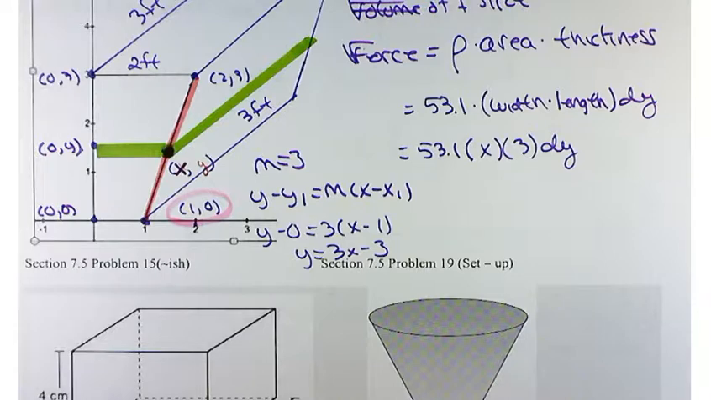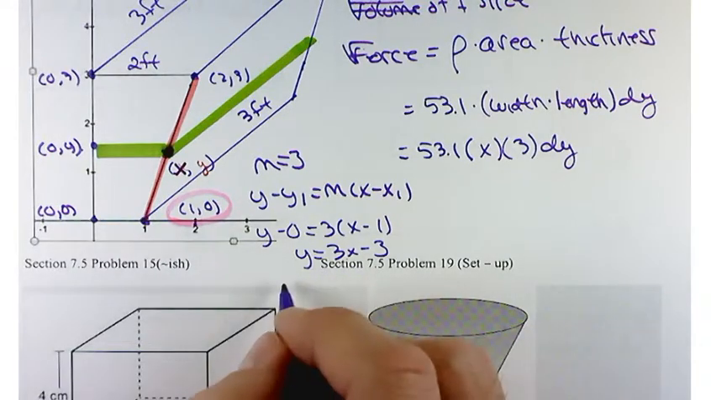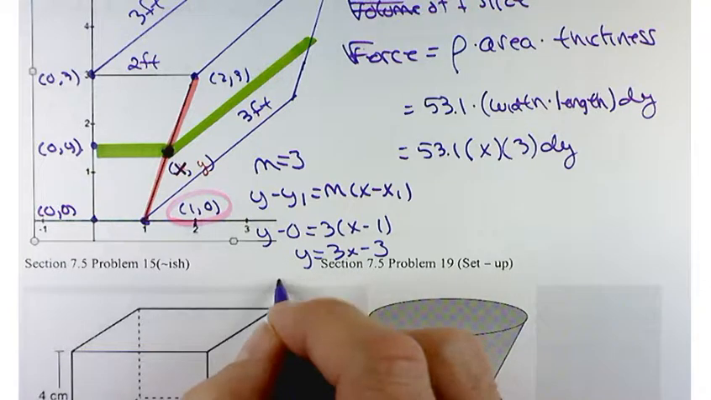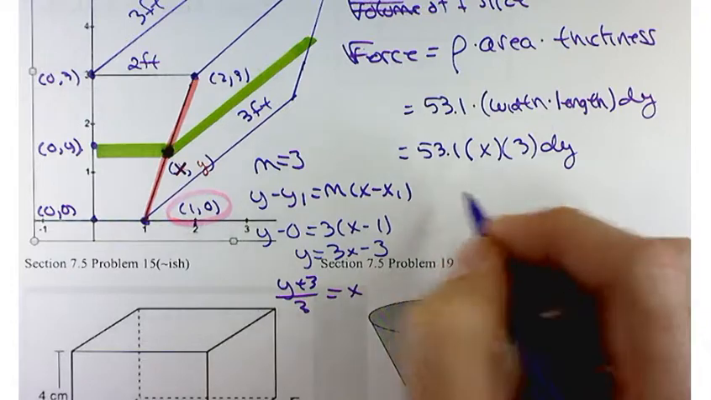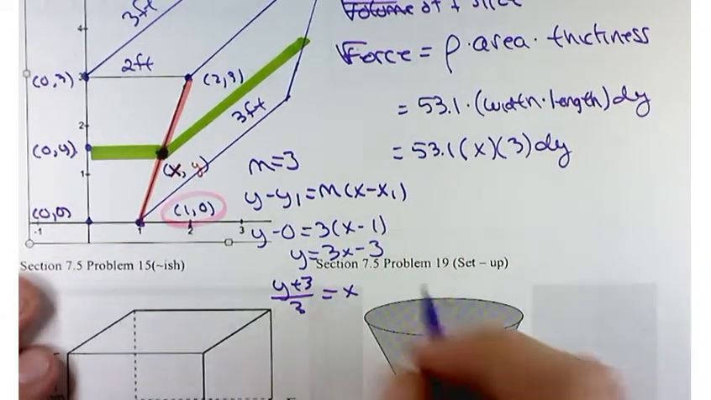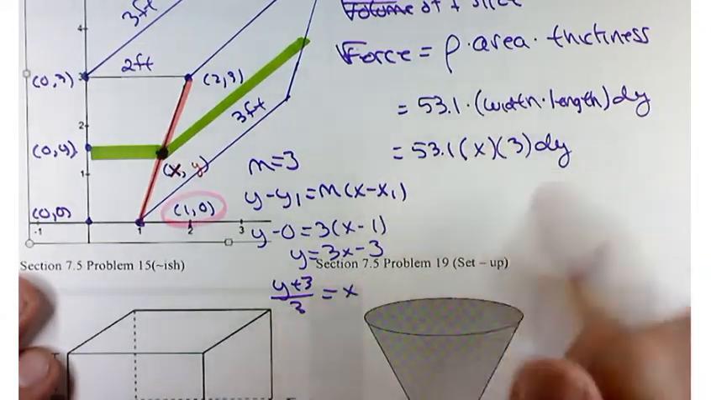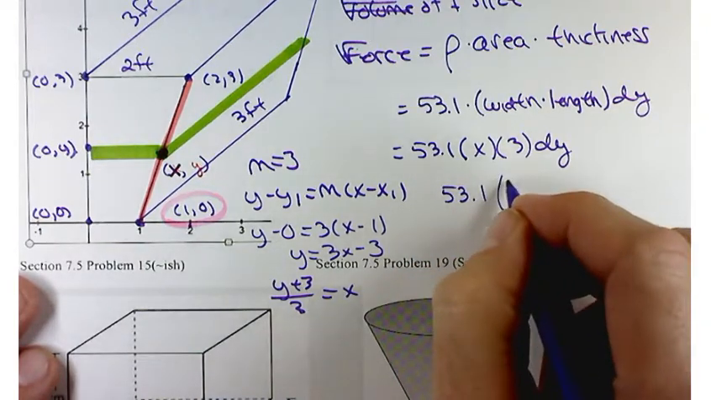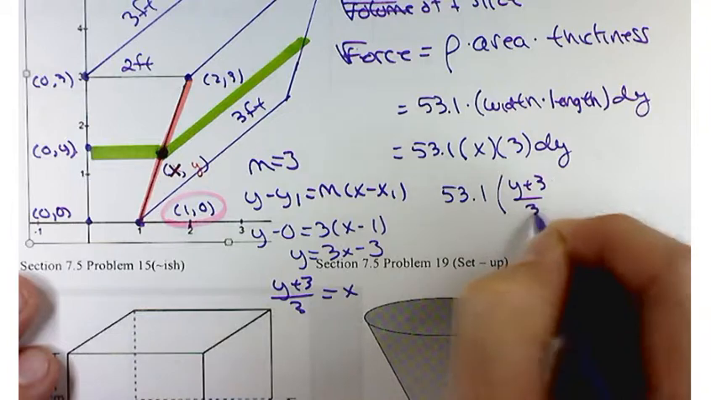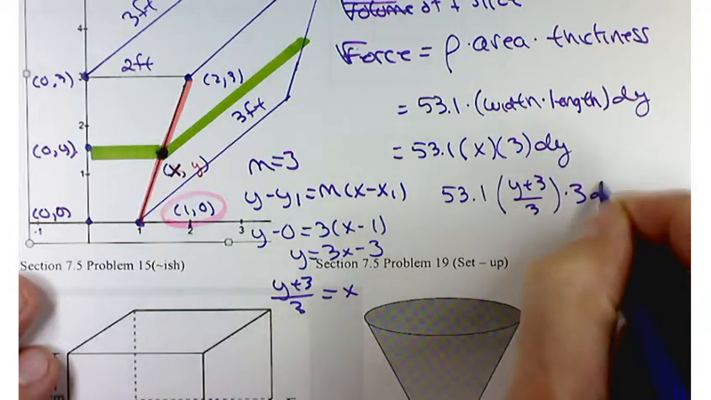But that's x or y in terms of x. We want x in terms of y. If you solve for x, you get (y plus 3) divided by 3 equals x. So I'm going to take that expression and plug it in here. I get 53.1 times (y plus 3) over 3 times 3 dy.